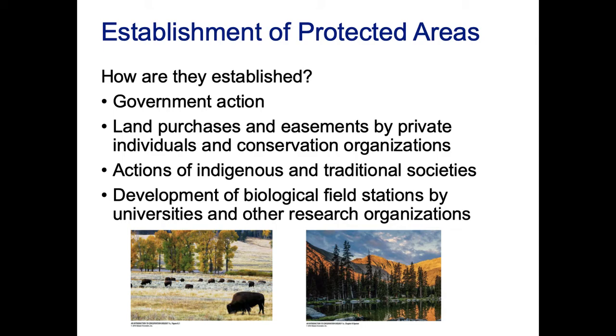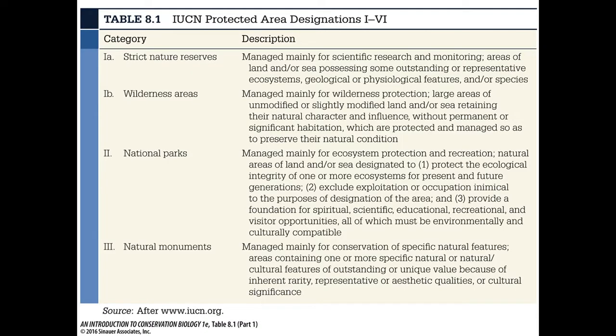Indigenous and traditional societies also establish protected areas, and then universities and research organizations also have protected areas. So things like biological field stations can be owned by universities or research organizations and are protected as well. This shows the different IUCN protected area designations. All protected areas are not the same. They have different guidelines, different ways they're managed.